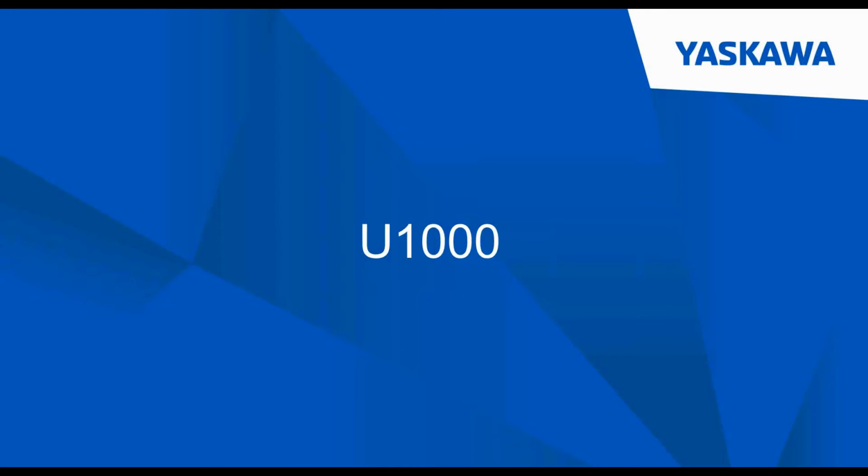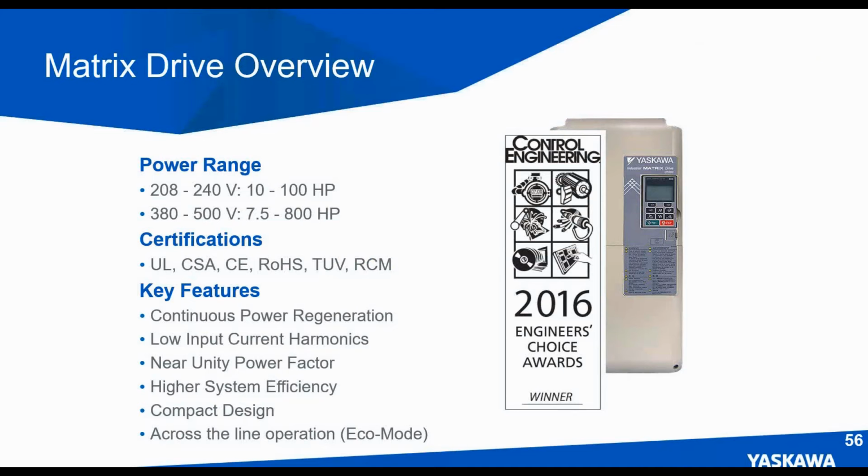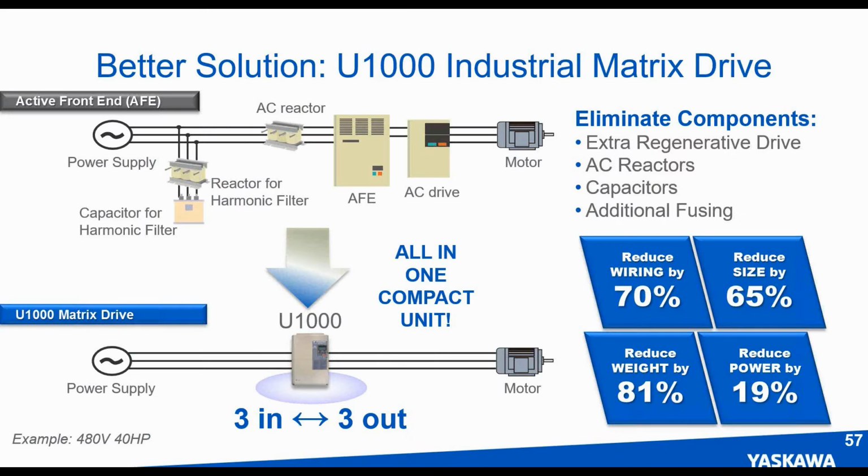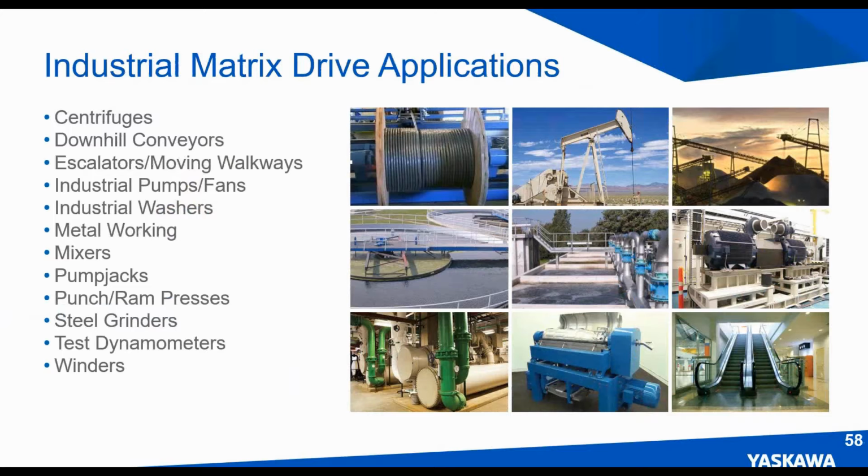Finally, we get to the U1000. The U1000 has many features and benefits. Again, see our YouTube video at yaskawa.com for more details. I keep saying the U1000 over the D1000. Why? Well, here it is. 70% less wiring, 65% less size, 80% less weight. It's more efficient. It's a simple 3 wires in, 3 wires out. What more could you want? The U1000 can run your motor on any application.